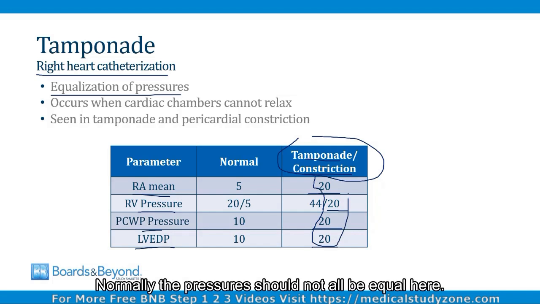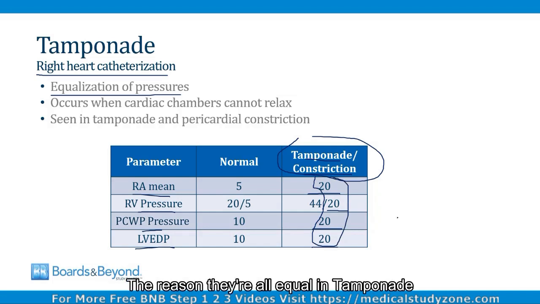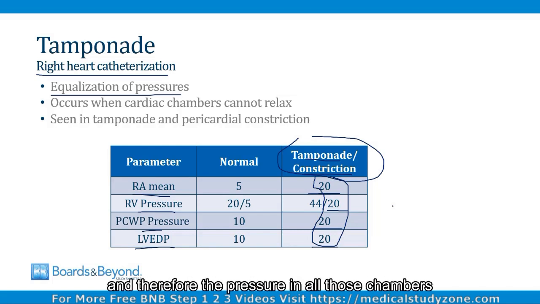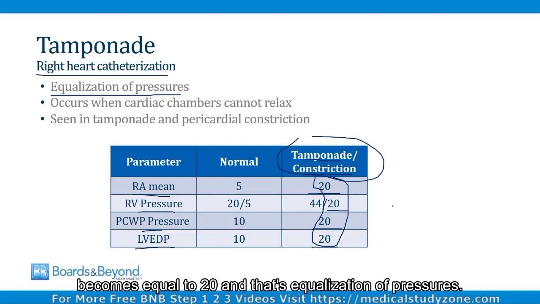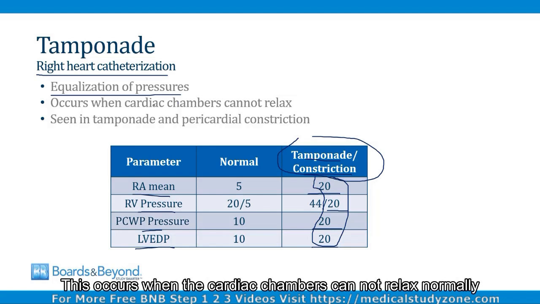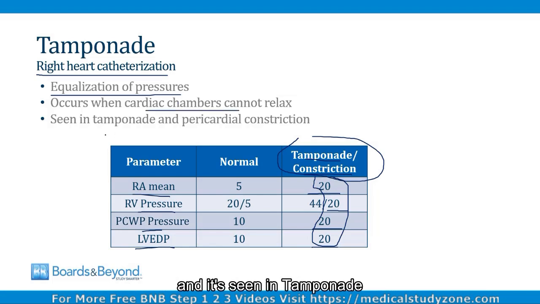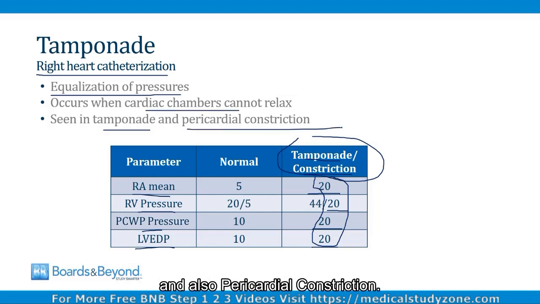Normally, the pressures should not all be equal here. The reason they're all equal in tamponade is because the pressures are being determined by the pressure in the pericardium. So in this example on the screen, the patient's pericardial pressure is 20, and therefore the pressure in all those chambers becomes equal to 20, and that's equalization of pressures. This occurs when the cardiac chambers cannot relax normally, and it's seen in tamponade and also pericardial constriction.